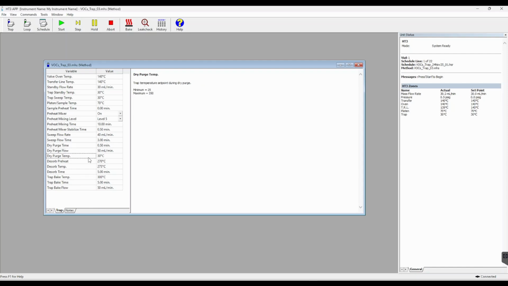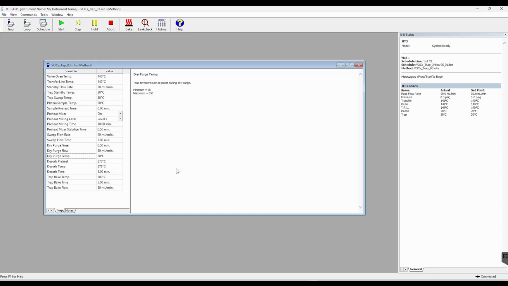Dry purge temperature. This is the trap temperature set point during dry purge. It is recommended this temperature is set close to ambient. These are grouped as the dry purge parameters. The dry purge is used to remove water from the trap prior to injection onto the GC. To avoid damage to the trap, a dry purge is recommended prior to heating the trap, especially when using a desorb preheat as there is no gas flow.